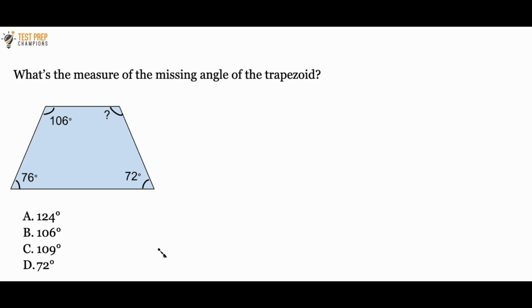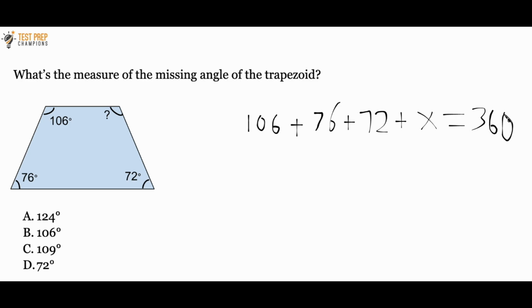So the key to getting this question right is knowing that a trapezoid is a four-sided plane figure. And for four-sided plane figures, the internal angles add up to be 360 degrees. So what we can do here is we can write 106 plus 76 plus 72 plus x equals 360. So let me back up here and explain why I did this.